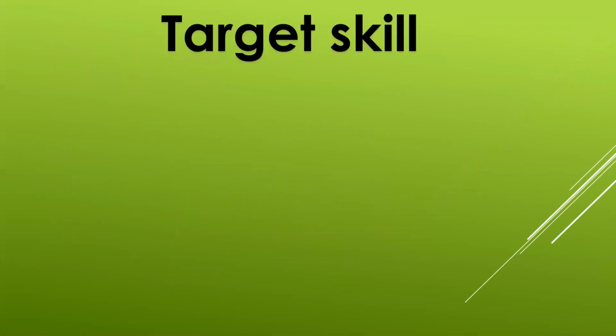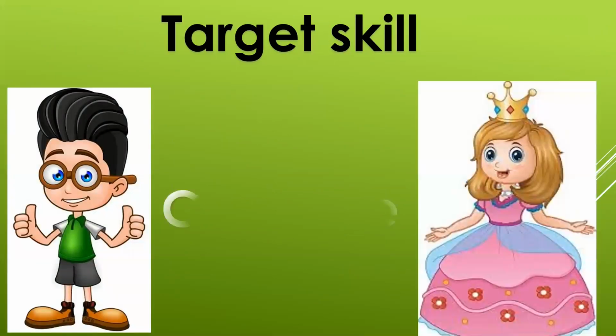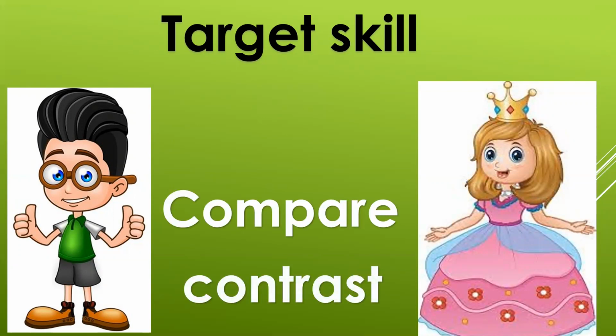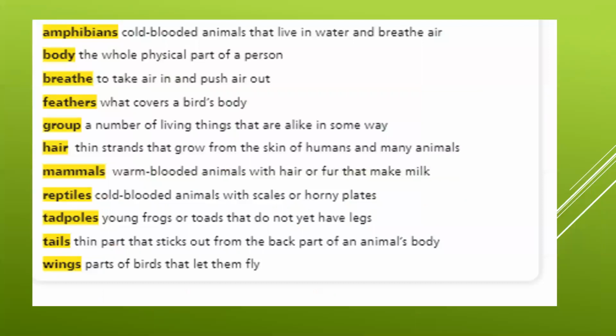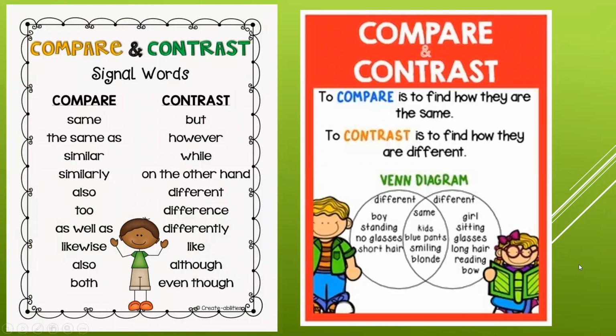So our target skill of this story is to know or identify, compare, contrast, and text and graphic features. These are the new words of this story. Let's first explain what is the meaning of compare and contrast. If you have two things and you want to compare between them.